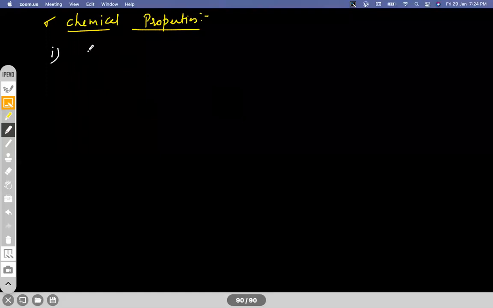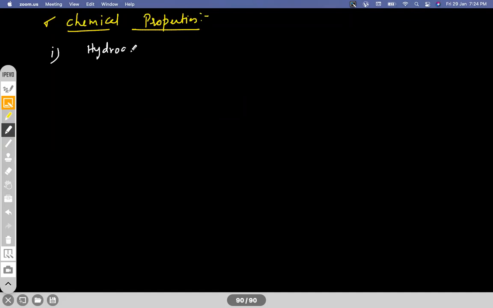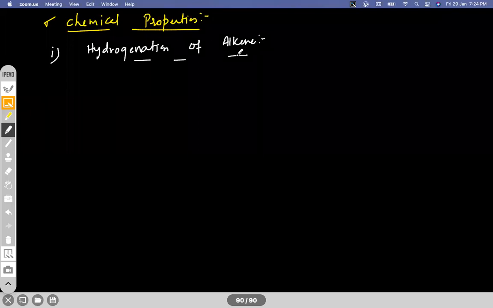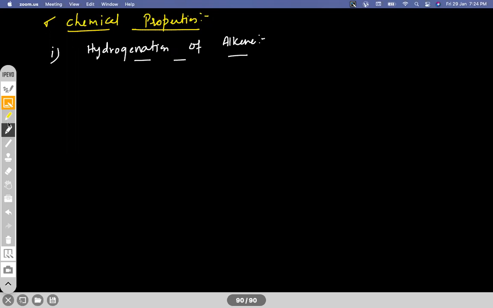First one, hydrogenation of alkene. We have discussed this. I'll just write it down in preparation of alkane. I have told you there, the one we are doing over here in preparation of alkane will come in the chemical properties of alkene or aldehyde ketone. So what happens in this we know already.